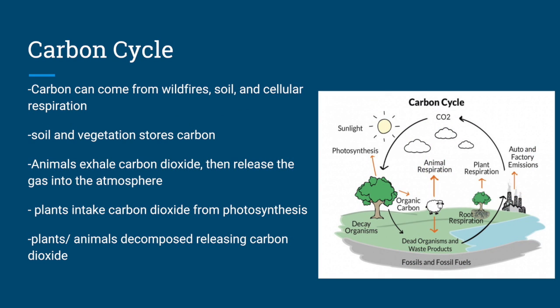Carbon cycle. In the carbon cycle, the main sources of carbon in the temperate grasslands are the burning of carbon in wildfires, the soil, and cellular respiration. Sinks are very important for the storage of carbon. Sinks include the grass, natural vegetation, soil, fossil fuel, and etc.